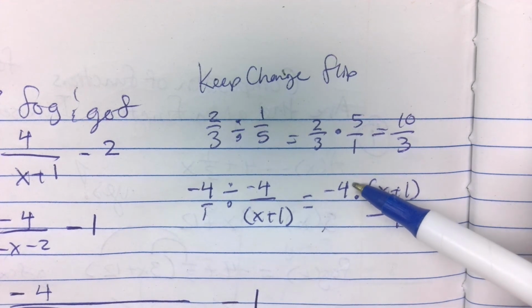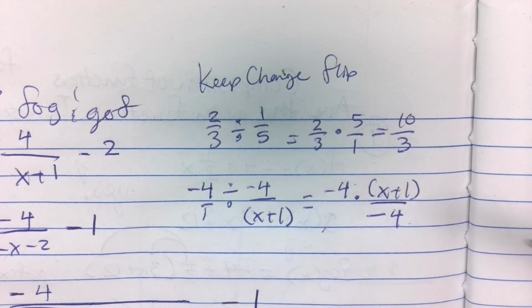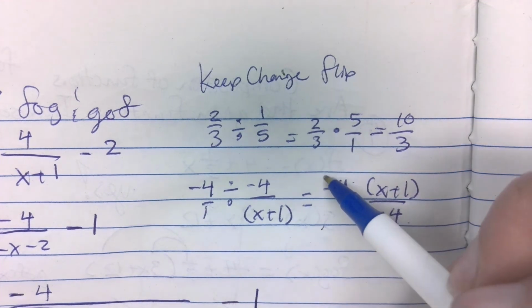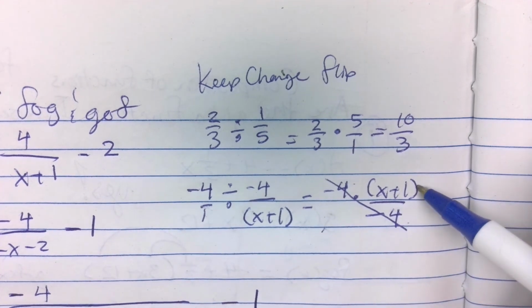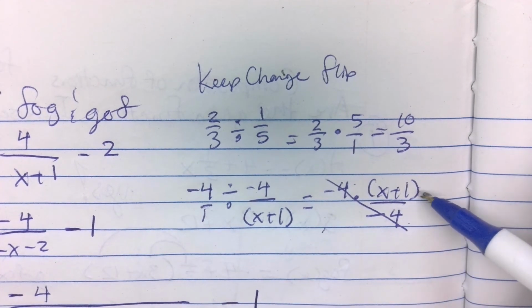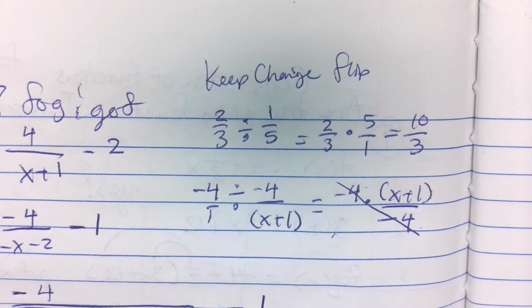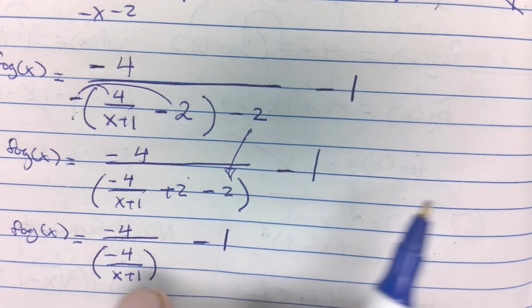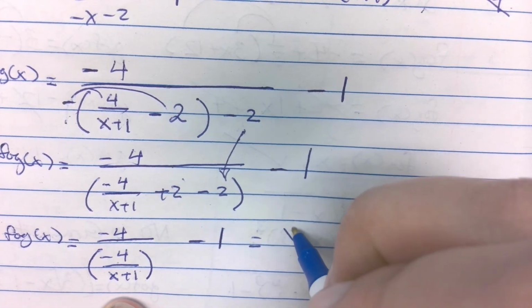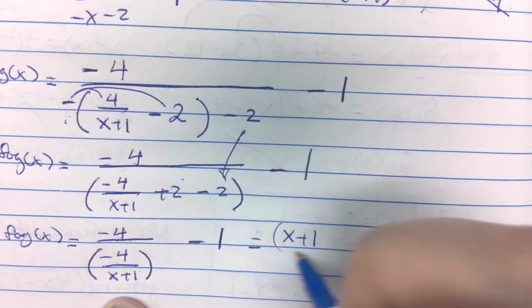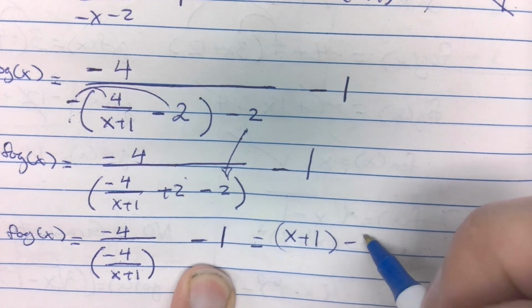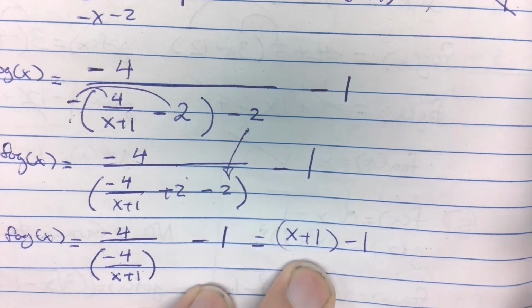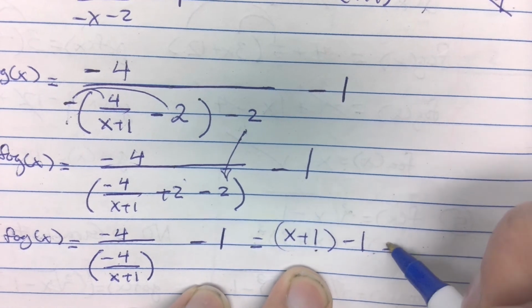What is negative 4 divided by negative 4? Positive 1. So those actually just cross out, and x plus 1 is all that I have left. So this whole ugly part just became x plus 1, and I still have minus 1. What's 1 take away 1? So what's all that I have left?